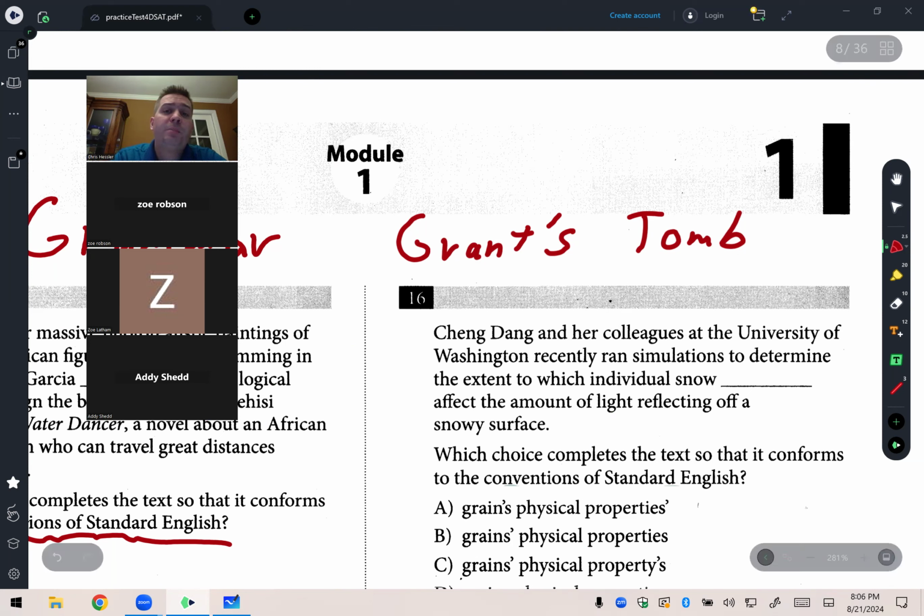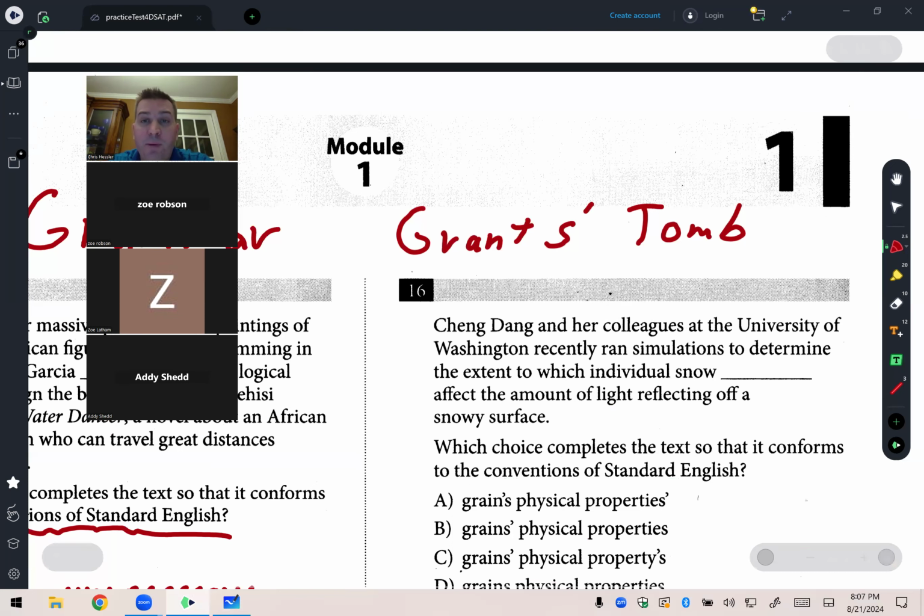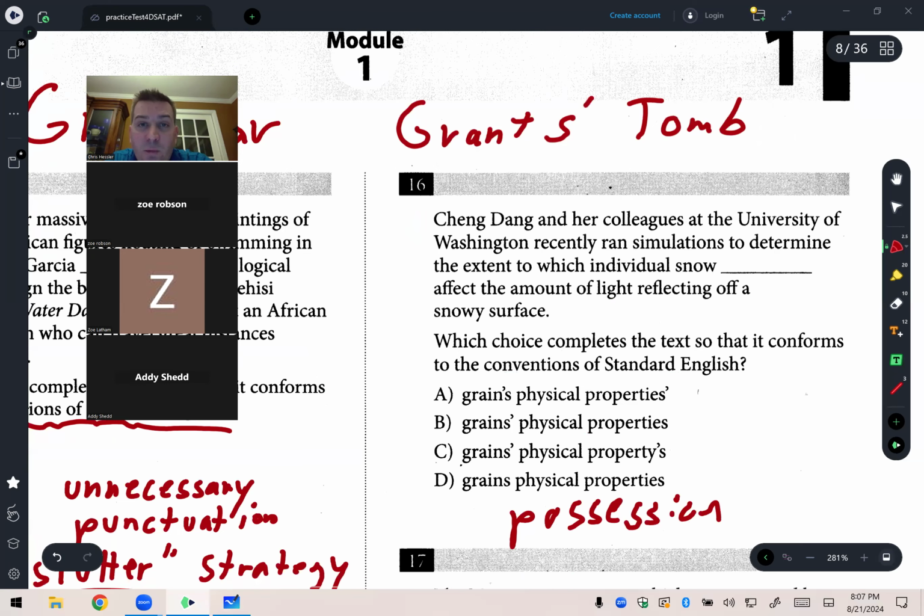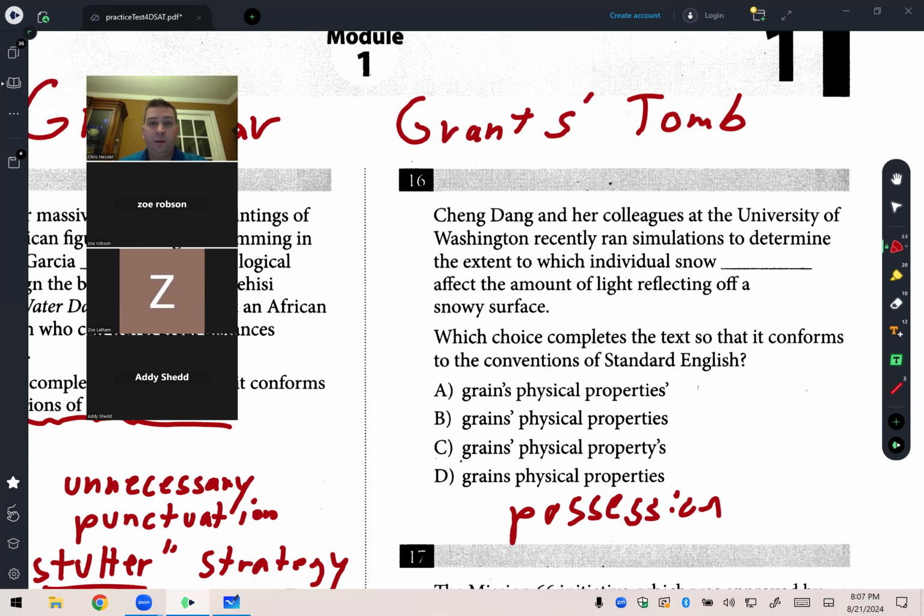What if we have many people named Grant? Maybe it's a family of Grants buried in the same plot. The apostrophe would actually follow the S. That means that many people are buried in this tomb. They're all named Grant, Grants' tomb. All right, so that's just a quick review of how possession works. Let's look at what we have here in this sentence.